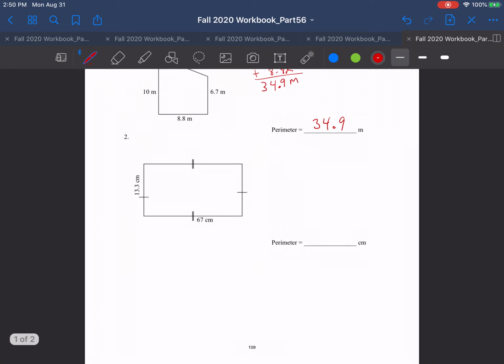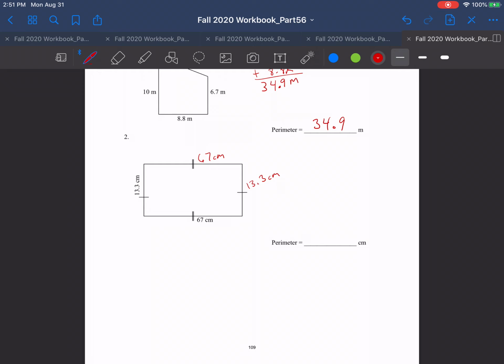If we come down here and look at this next one, here we have all these lines on here that are indicating that this is a rectangle, that all these sides are essentially the same as the other. So this double line side here is the same as that double line side, and this single line here is the same as this single line right there. And so we can automatically know that this is 13.3 centimeters, and this one up here is 67 centimeters. And so now we know all four sides, and we can go through and add them up.